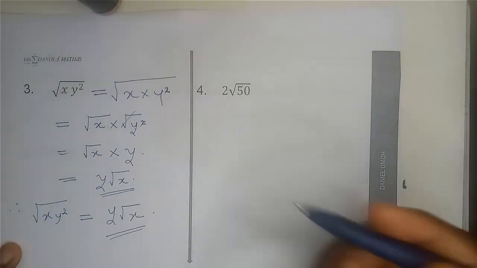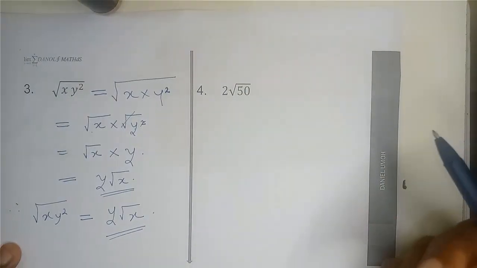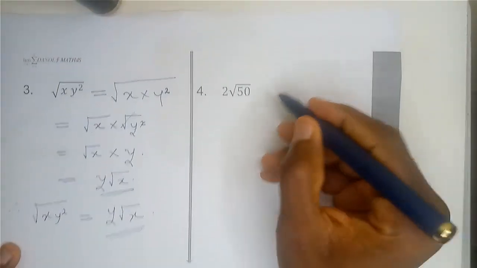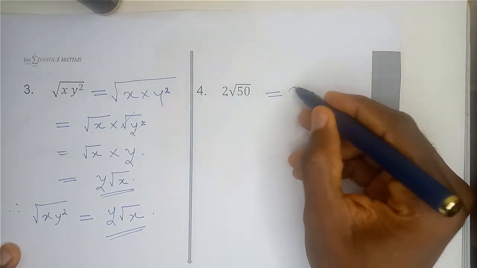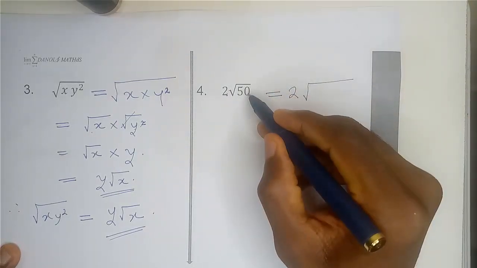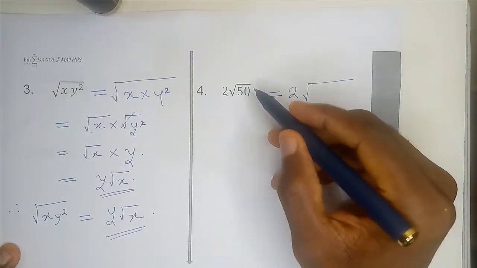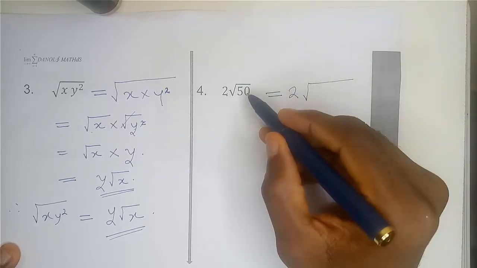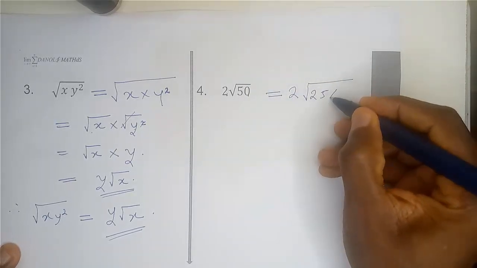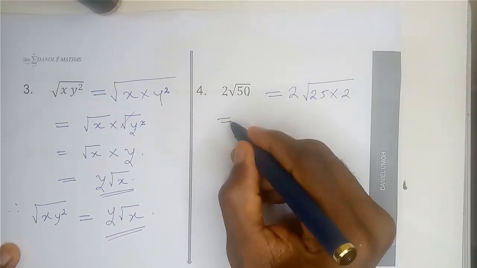Now, number 4, we are asked to simplify 2 root 50. So to do this, of course the 2 is already outside, so I can just keep it outside. I have 2, then I split this 50 here. That's the number under the square root sign. So I look for two numbers such that when I multiply, we'll get 50. Then at least one of the numbers must be a perfect square. So when I split this 50, I'll use 25 times 2. I hope you understand what I'm doing.